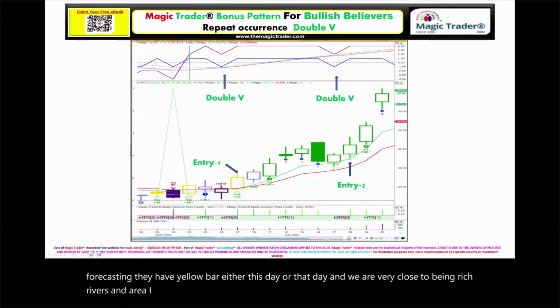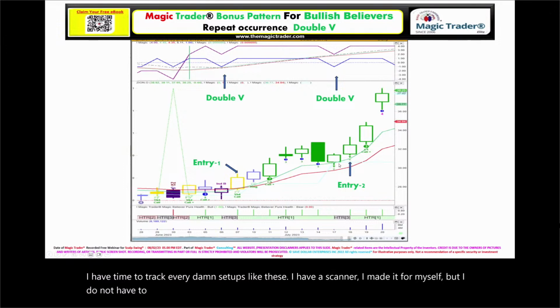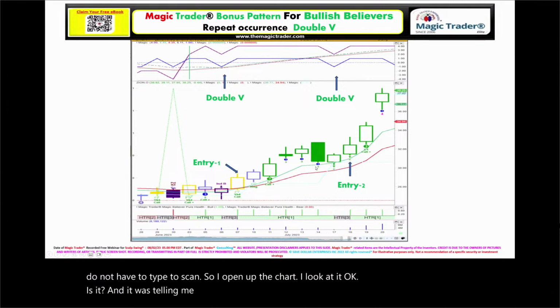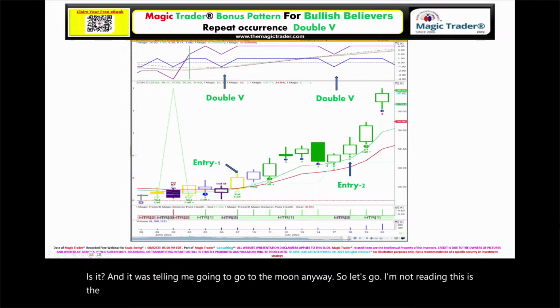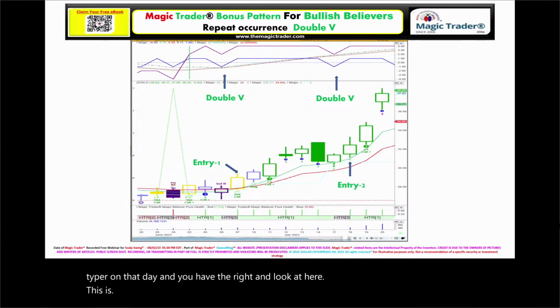I wish I had time to track every setup like this. I have a scanner. I made it for myself, but I do not have time to scan. So I open up the chart, I look at it, and it was telling me to go to the moon anyway. So let's go. I'm not waiting. This is even a blessing. You could enter here at the close or at the open, or look at the smaller time frame on that day, and you have the ride. And look at here. This is unbelievable. But you have to learn how to find those things.